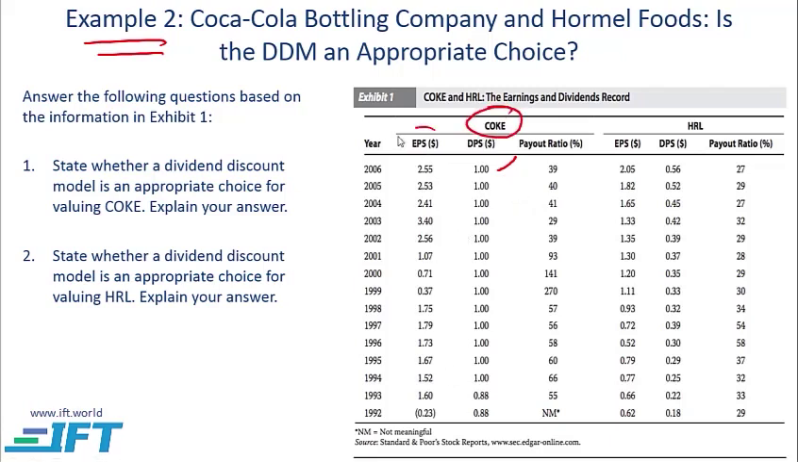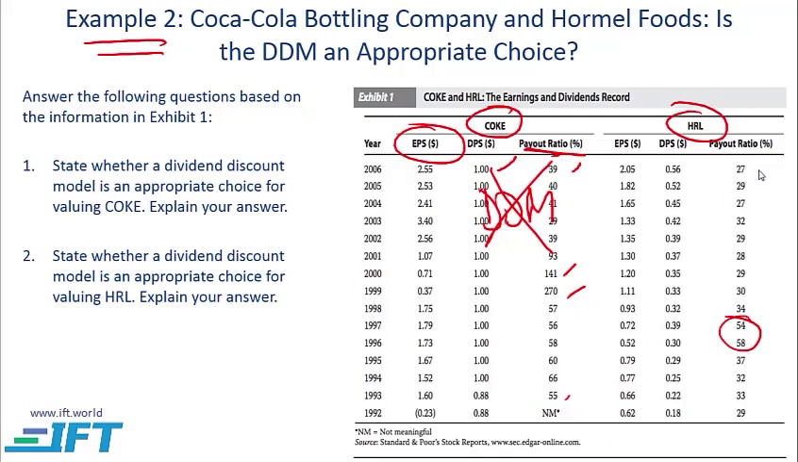If you look at EPS, which is a measure of profitability, and you look at dividends as a percentage of EPS, which is depicted by the payout ratio, you have numbers all over the place, ranging from 39%, 140%, 270, and so on. So there isn't a consistent relationship. Therefore, you cannot use the DDM model for Coke. On the other hand, for HRL, other than an exception over here, generally the payout ratio is aligned with profitability. So it does make sense to use the dividend discount model for this company.